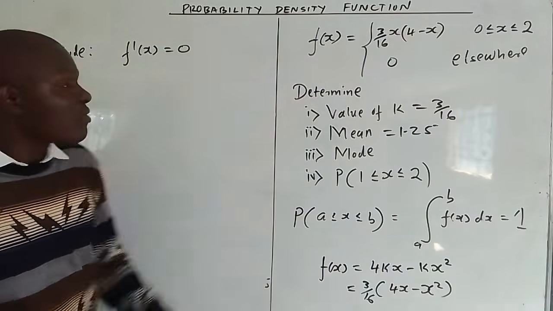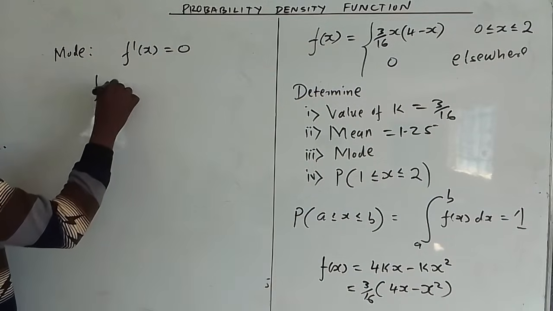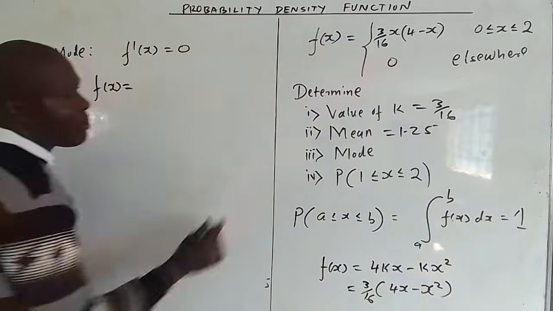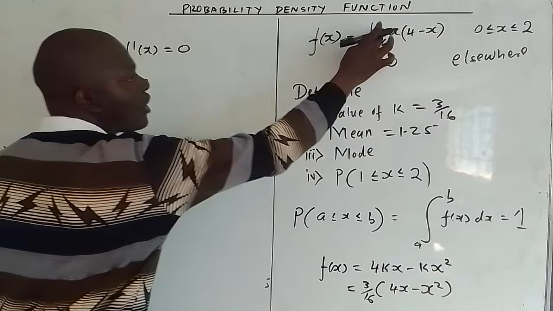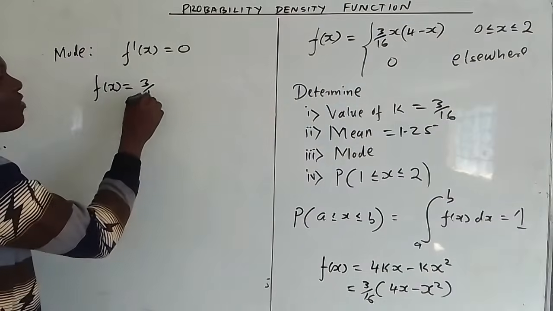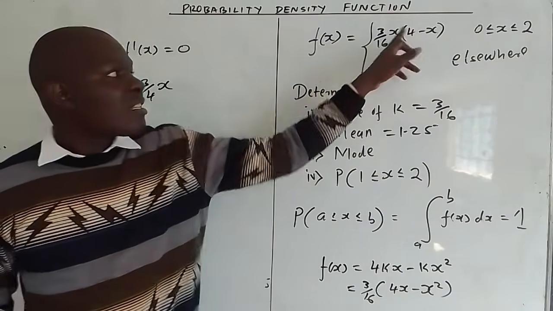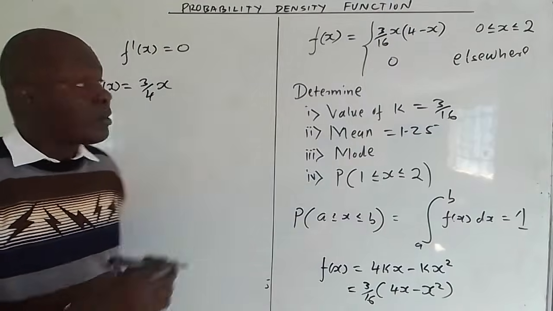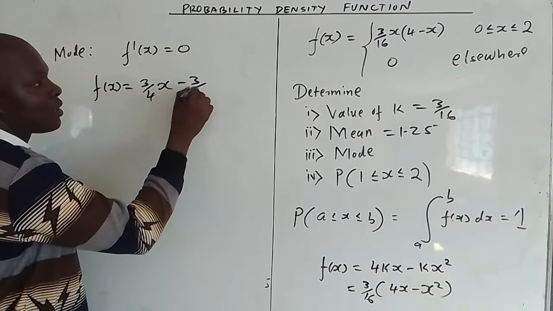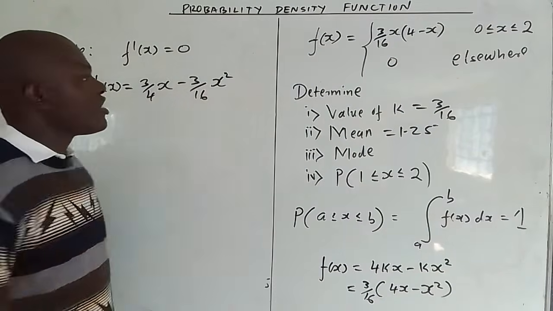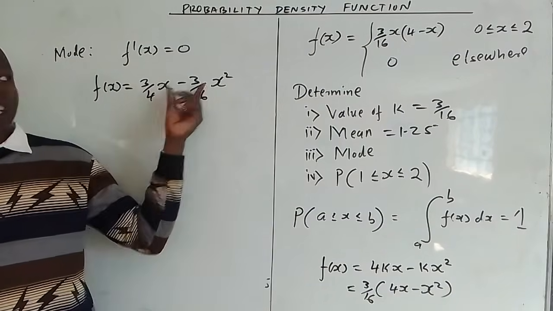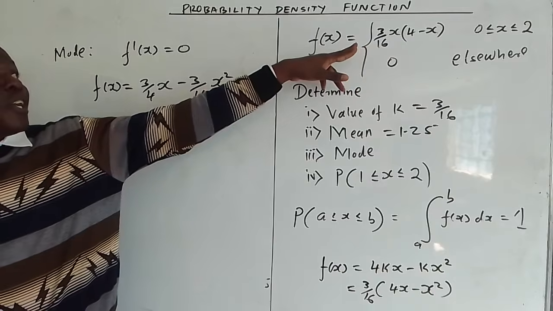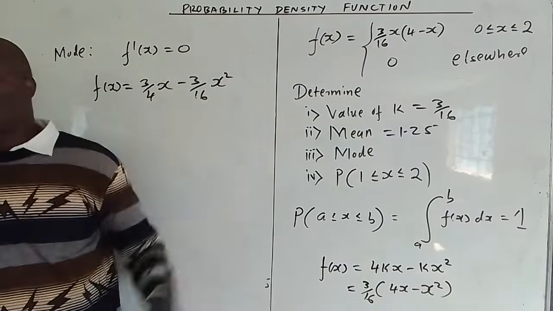So what is your function f of x? Your function f of x you found is 3 over 4 x minus 3 over 16 x squared, isn't it? See, this is the probability density function. This is the f of x defining that PDF, isn't it?